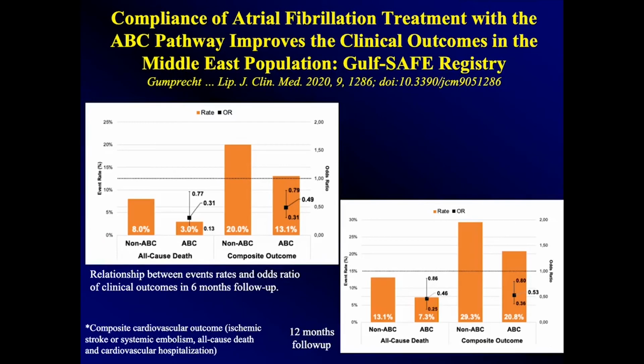And if you look at the outcome of all-cause death, or you look at the outcome of the composite outcome of ischemic stroke or systemic embolism, all-cause death and hospitalizations. At 12 months follow-up, there was, again, over 50% reduction in all-cause death. There was just under 50% reduction in the composite outcome by being ABC compliant compared to the non-ABC compliant.